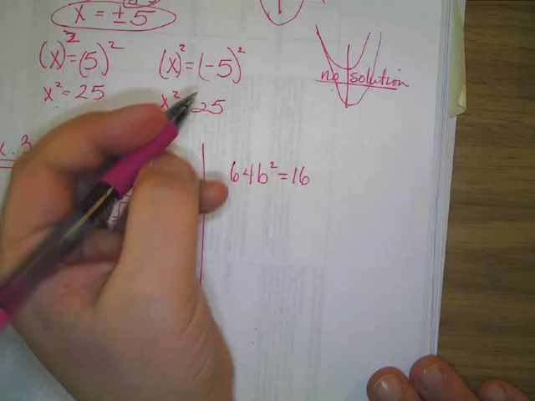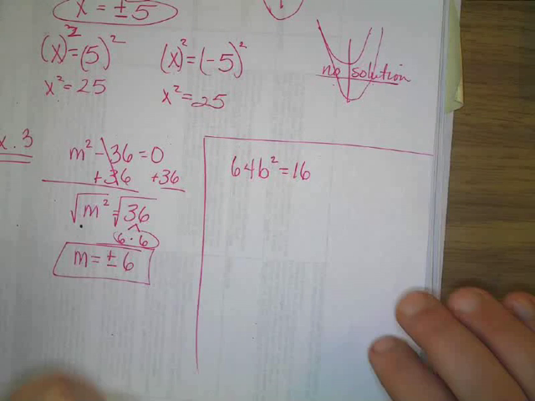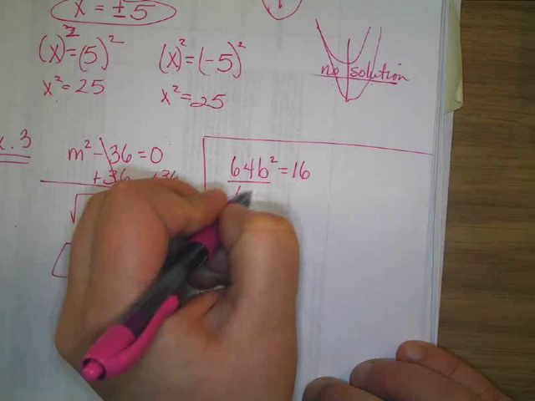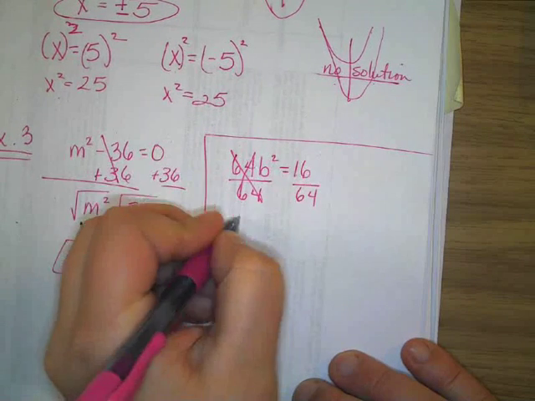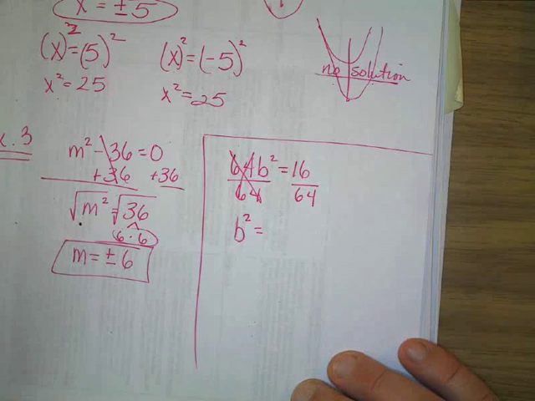So let's do this one. 64b squared equals 16. So we're trying to get b squared by itself. So what do we need to do? You need to divide by 64. So b squared. See, this one's a little trickier. Here's what I would be willing to let you do. I'd be willing to let you use your calculator.